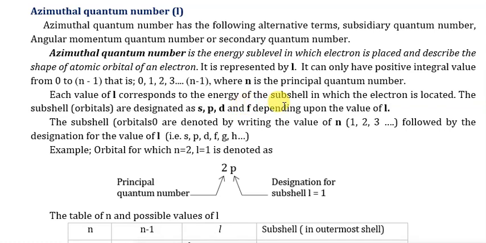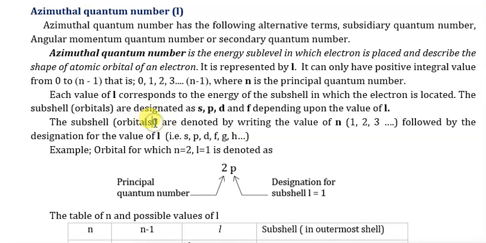So tukianza s, p, d, f, hizo herufi lazima you must remember them: s, p, d, f. After f tunaendelea kwa alphabet. So kuanzia hapo f, g, h, i, it is by alphabet. But for our level we are studying only s, p, d and f. So we will end at f subshell. Kwenye shell tuna shell K, L, M, N. Kwenye subshell tuna s, p, d, f depending on the value of l.